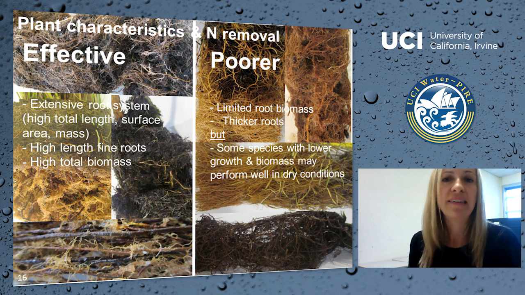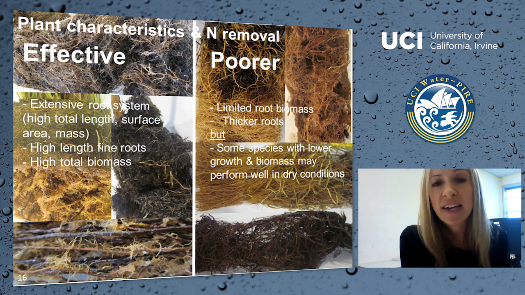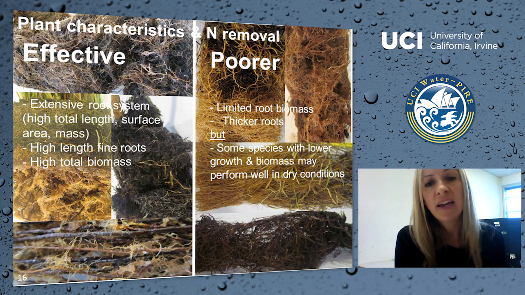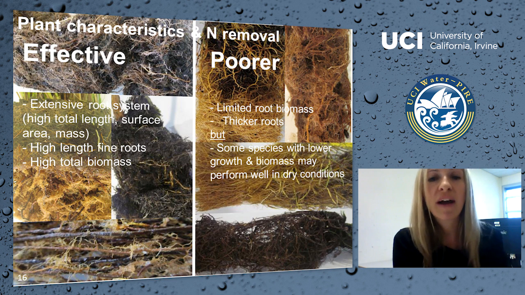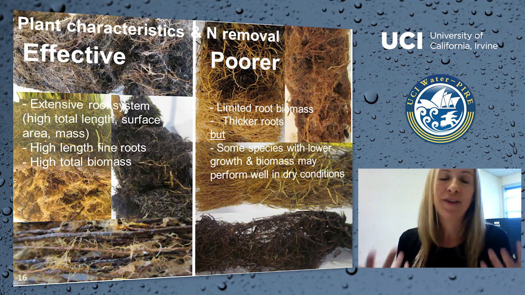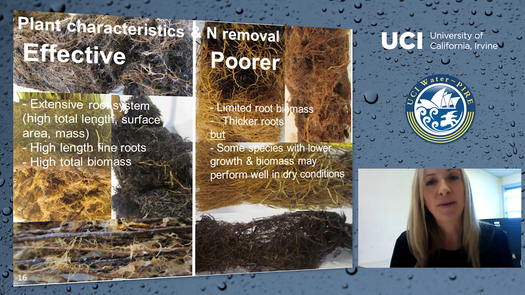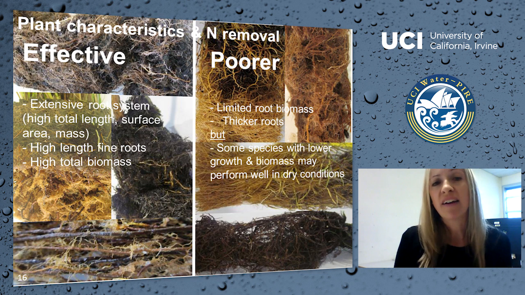So slide 16 just shows some results from the plant harvest we conducted. We conducted a plant harvest at the beginning of the experiment to characterise initial plant biomass and root morphological characteristics. And then at the end of the experiment, we conducted a huge harvest of all of our plants to again characterise their growth and morphology. So we related these plant characteristics to their performance for nitrogen removal.